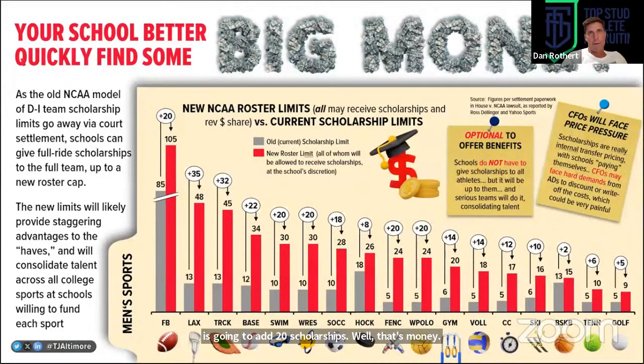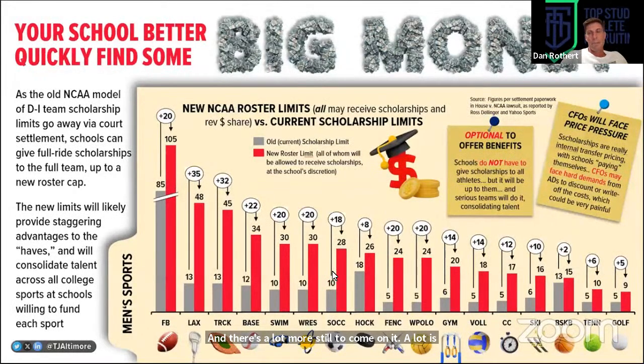This whole thing came out of the House versus NCAA settlement. It was a court case where some student athletes and former student athletes sued the NCAA to get some revenue sharing, and it's changing how this whole thing looks. There's a lot more still to come on it, and a lot is still undecided.